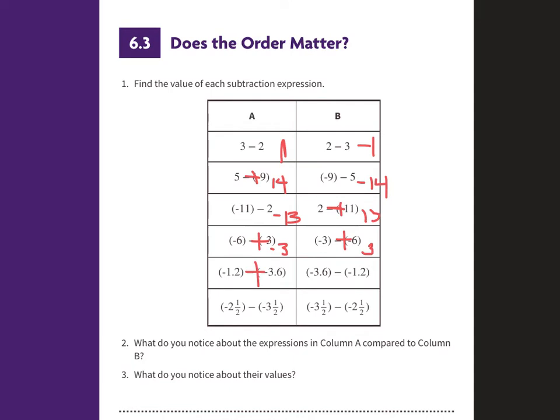Negative 1.2 plus 3.6 is 2.4, so this one's going to be negative 2.4. And negative 2.5 plus 3.5 is 1, so this is going to be negative 1. So the order does matter, because a positive number and a negative number are two different numbers. What do you notice about the problems? Well, they're switched. And what do you notice about their values? Well, they're opposites.